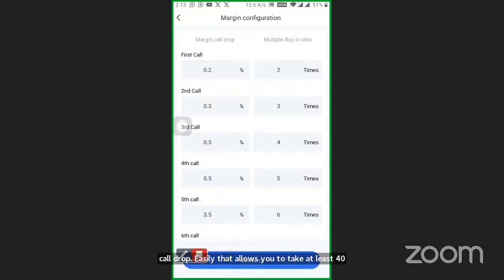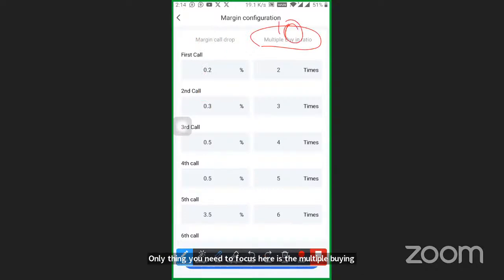Okay, so either you can reduce the size of percentage, or you can increase the margin call drop. That is up to you. The only thing you need to focus on here is the multiple buy-in ratio. Now we have 10 margin calls, so we have to buy 10 times. When we are buying 10 times, what we are using is the plus one strategy.